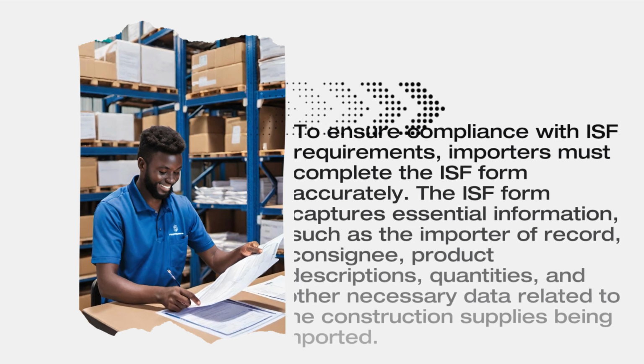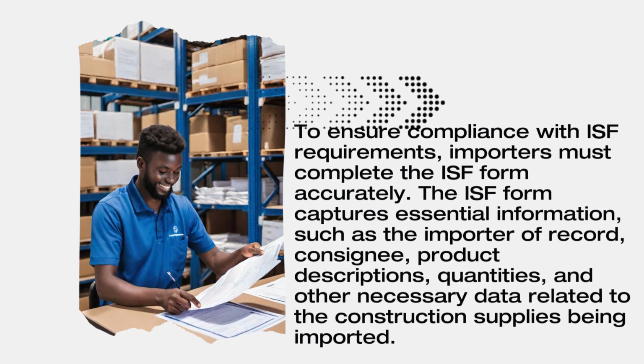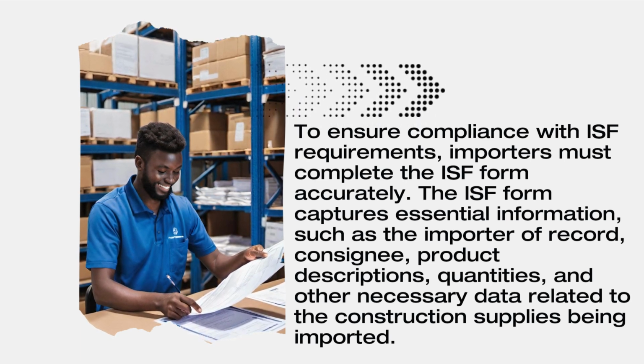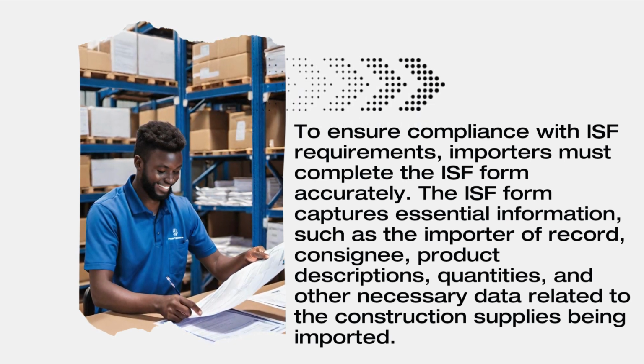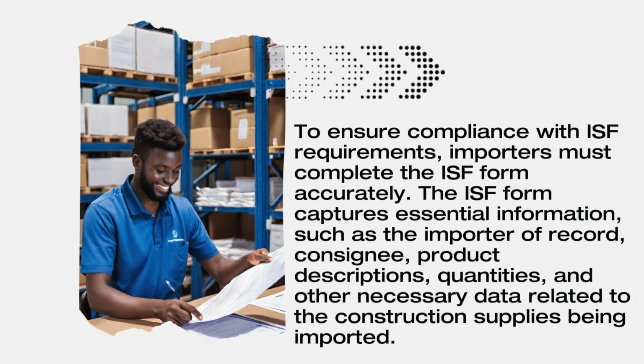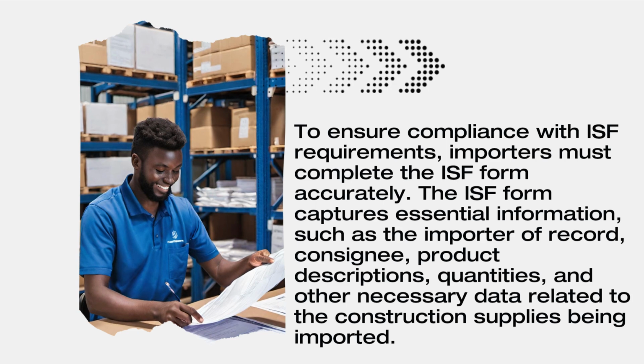To ensure compliance with ISF requirements, importers must complete the ISF form accurately. The ISF form captures essential information, such as the importer of record, consignee, product descriptions, quantities, and other necessary data related to the construction supplies being imported.